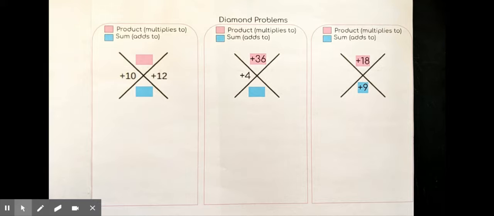Well, diamond problems are used to find two factors that have a product that is a certain number and a sum that is a certain number. And this will eventually help you to factor quadratics much more easily.